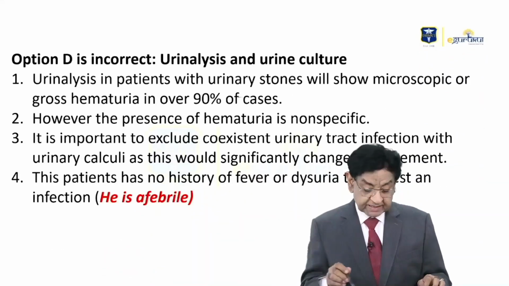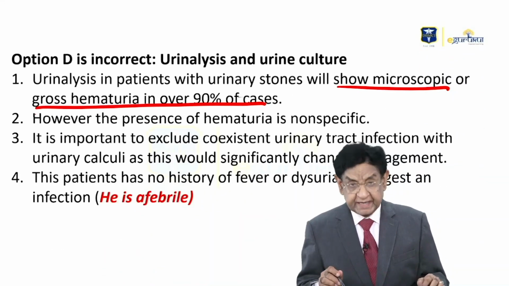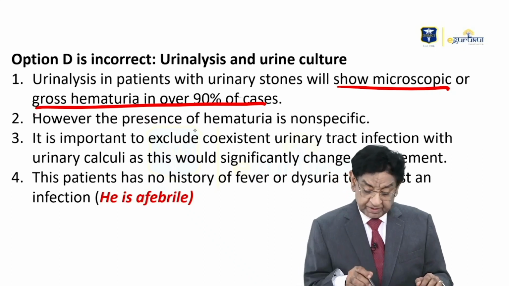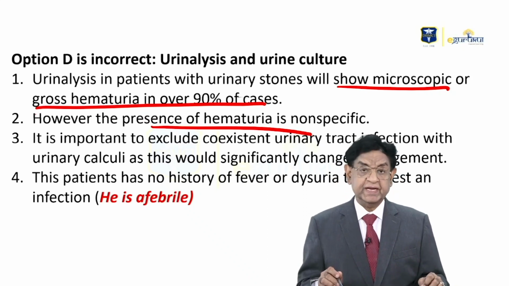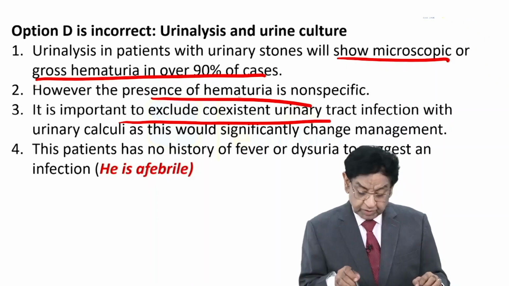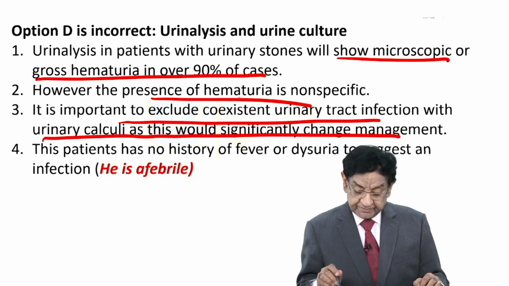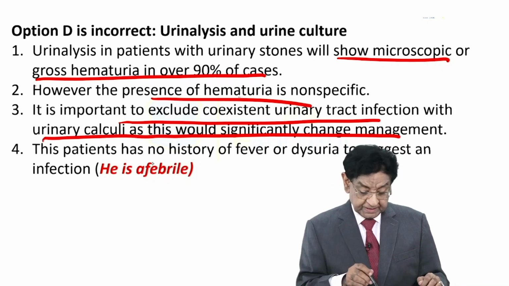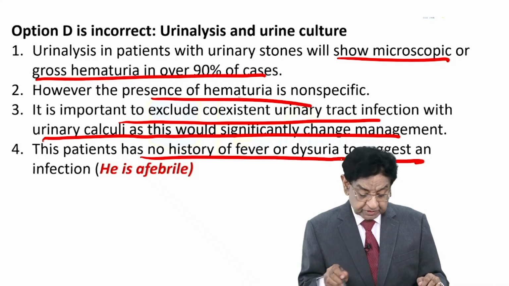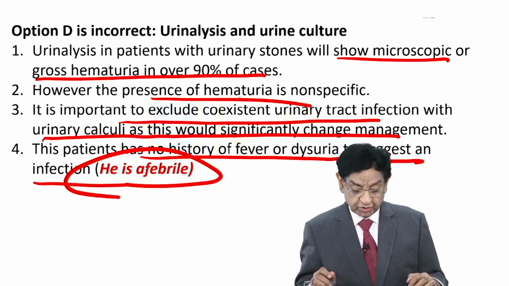Urine analysis and culture will show microscopic or gross hematuria in 90% of cases. However, hematuria is non-specific. There are n number of causes of hematuria. It is important to exclude coexisting urinary tract infection with urinary calculi, as this will significantly change the management. This patient has no history of fever, dysuria. He is afebrile. The UTI is ruled out.